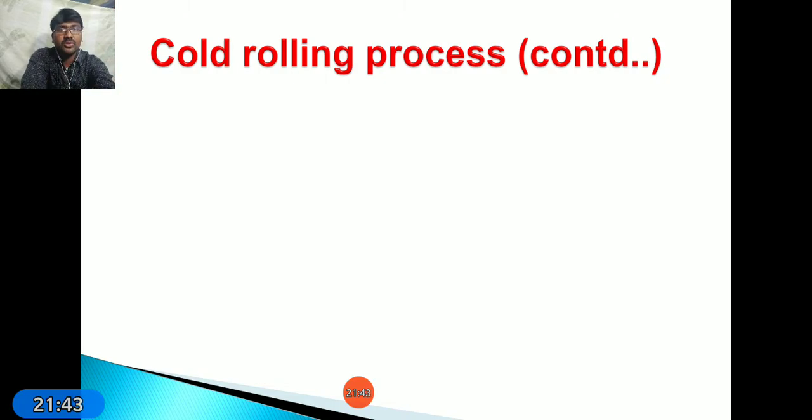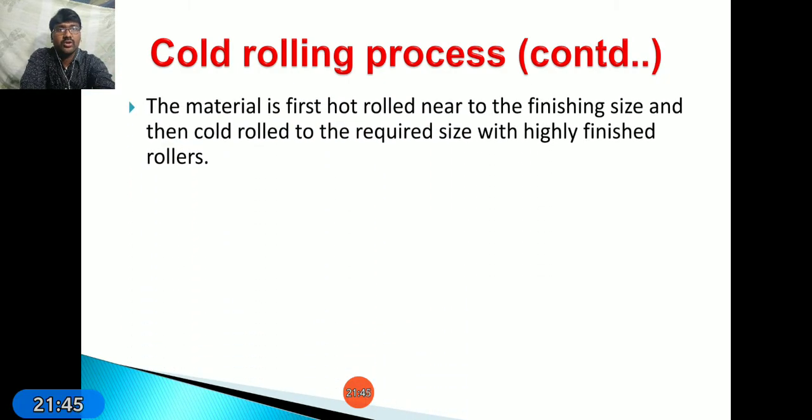Next, coming to the combined rolling process, the material is first hot rolled to near the finishing size and then cold rolled to the required size as a highly finished product. We can use cold rolling at the end of hot rolling, because the temperature will have been reduced after a number of passes of the material. At the end of the rolling process, we can use cold rolling to maintain the required thickness, shape and smooth finish.